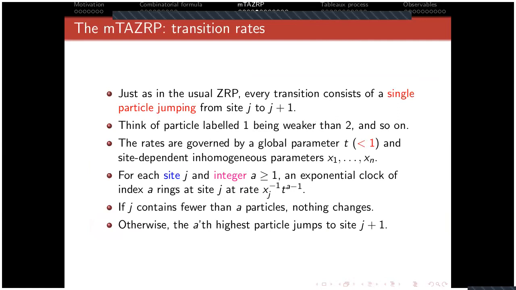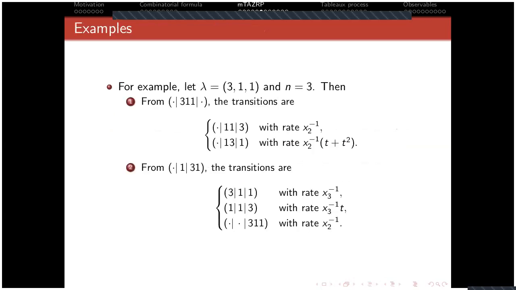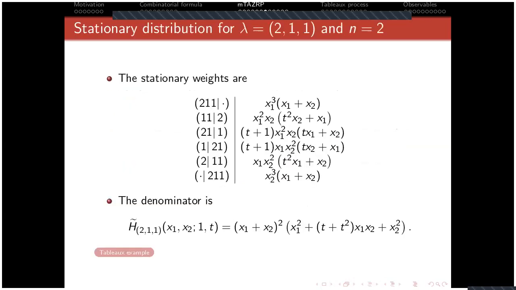So we found independently, and notice that Takayama had already done it, that this is a nice choice of rates. But he did not know the connection to the modified Macdonald polynomial.